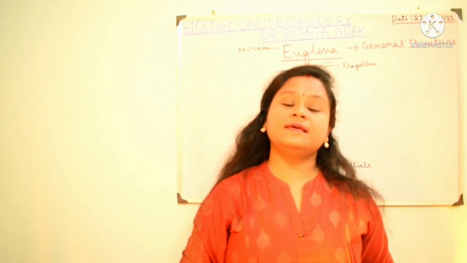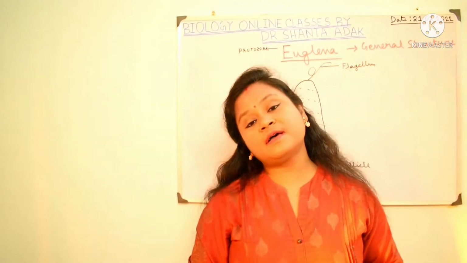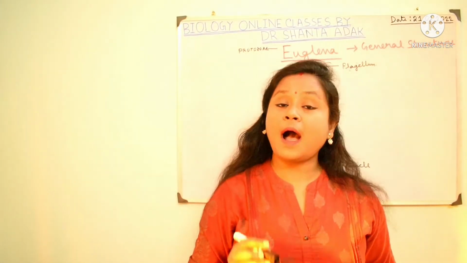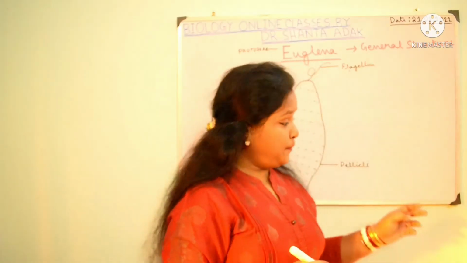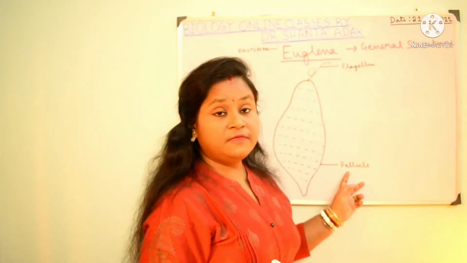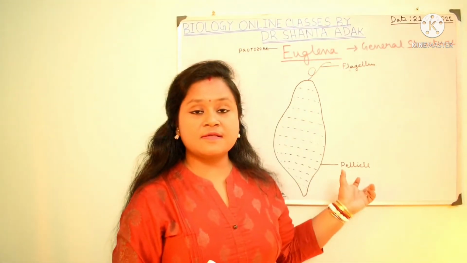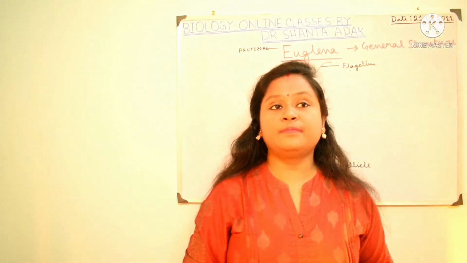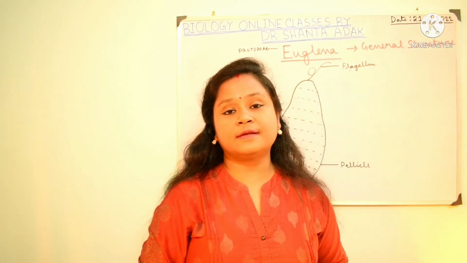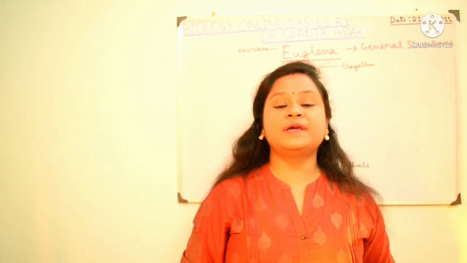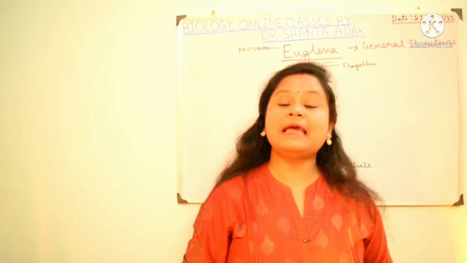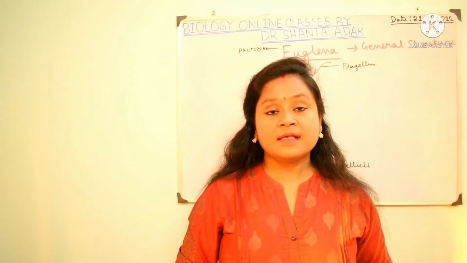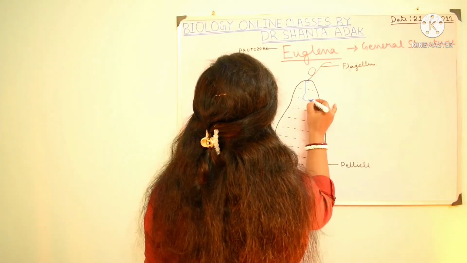The pellicle is composed of fibrous protein only. What is the function of this pellicle? It maintains the shape of the body of Euglena. Under the electron microscope, the pellicle is seen to be composed of helically arranged strips.